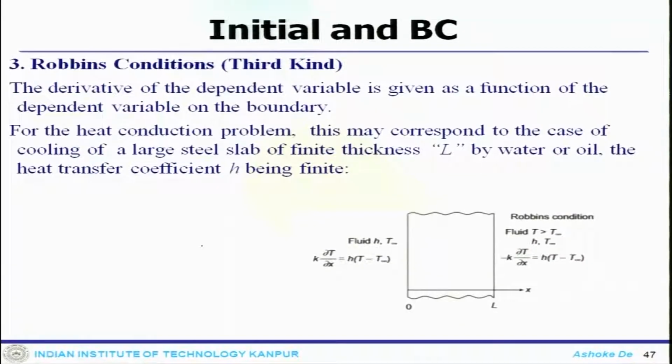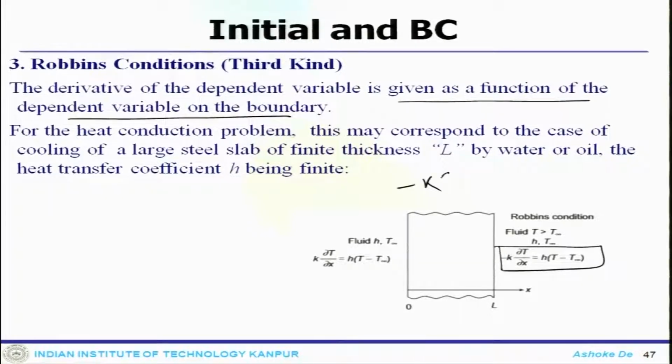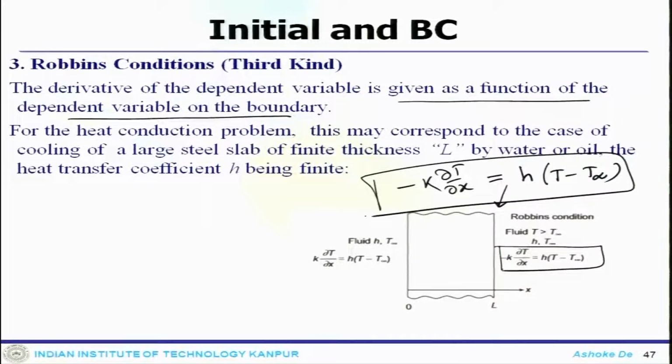Now, the third condition would be the Robin condition. The Robin condition is essentially that the derivative of the dependent variable is given as a function of the dependent variable on the boundary. Typically, this is the condition known as the Robin condition. If you look at minus k del T del x at this particular phase equals the heat transfer coefficient times h (T minus T infinity). This is known as the Robin condition.